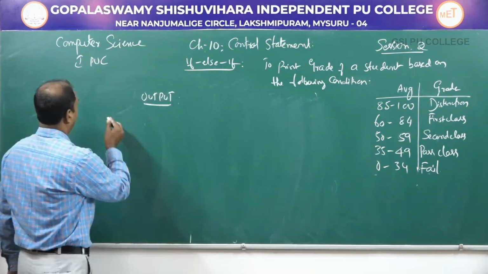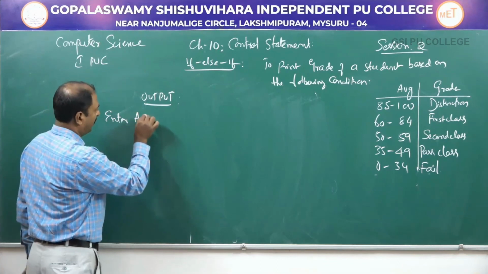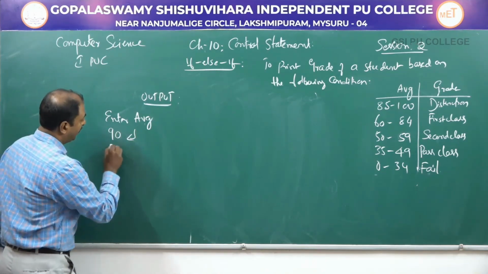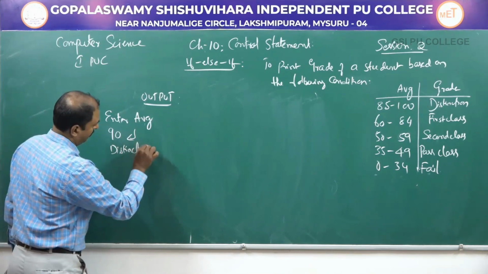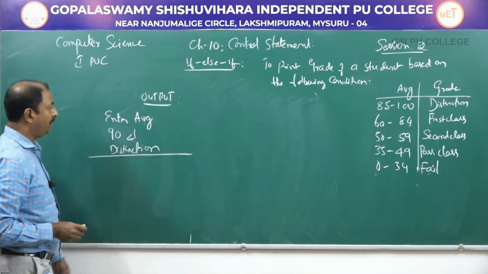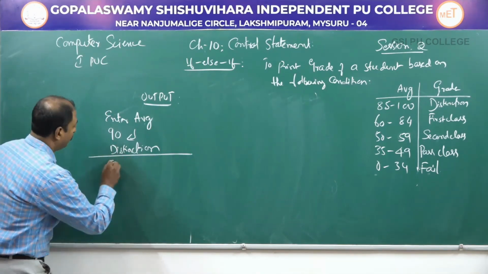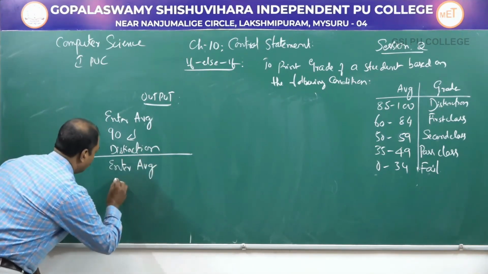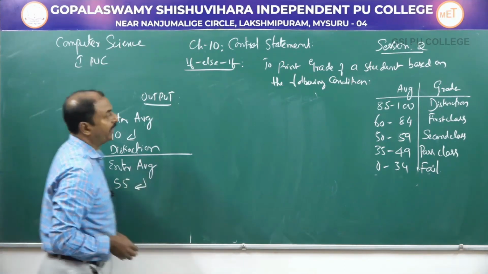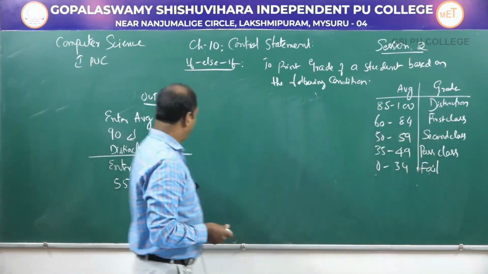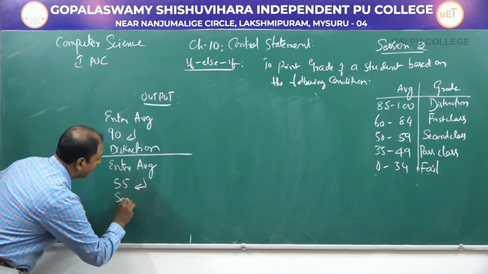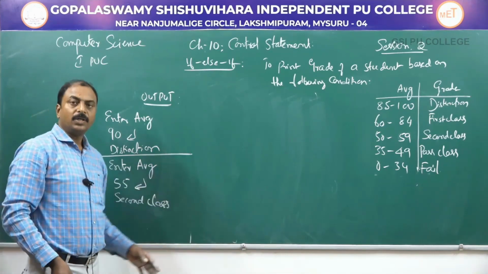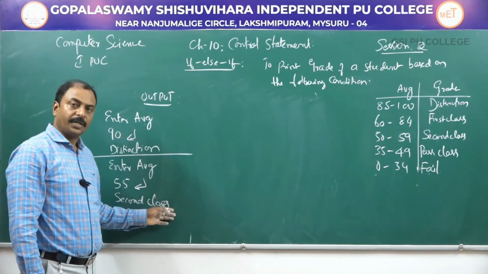Now let us see the output of the same. Enter average. Suppose we enter 90 and press the enter key, we get the message distinction. This is the output for one value. Similarly, you can try with different inputs. For example, if I say enter average and enter 55 as the input, then 55 is between 50 to 59, so it is going to print the result as second class. So this will be the output of the program. You can try with different input values here.